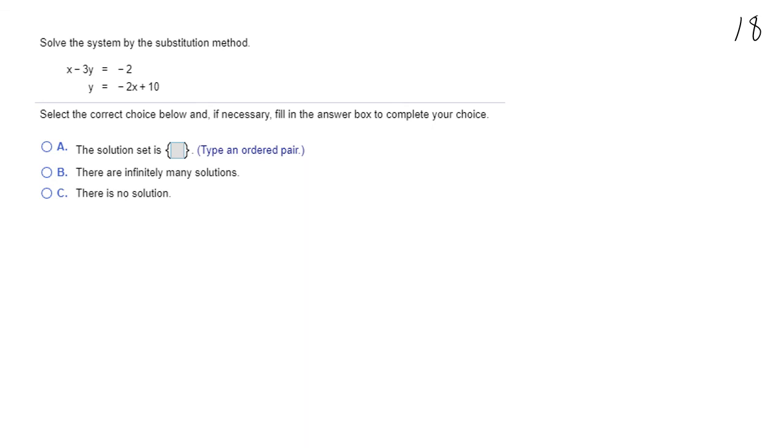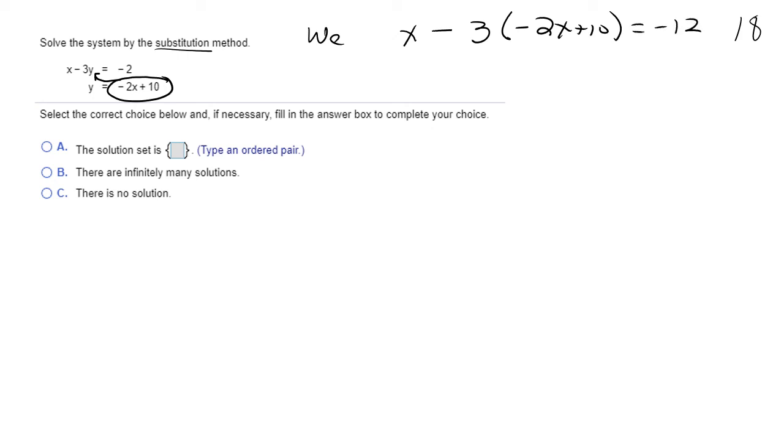Here on number 18, we're solving a system of equations, which means to solve two equations at the same time, simultaneously. We want to use the substitution method. So take the second equation that is solved for y and substitute that quantity in for the y. So here's what we get. We have x minus 3, but instead of y, we substitute in negative 2x plus 10, and that's equal to negative 2. Notice our y became that negative 2x plus 10.